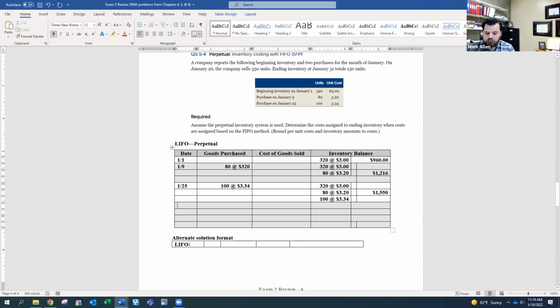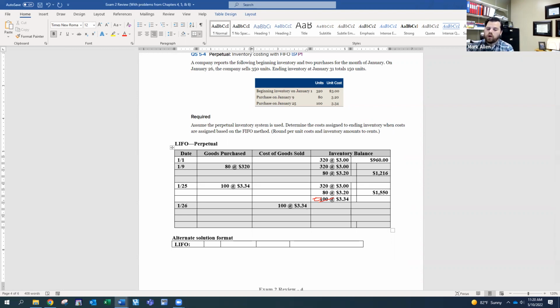Now what we're going to find is that on the 26th, we actually made a sale. This is where the change happens, because instead of selling the first units first, we're selling the last units first. We need to sell a total of 350 units, remember? So we're going to sell the first 100 at 334. Last in, first out. So these are now gone. We now have 0. But have we sold 350 units yet? No, we've only sold 100.